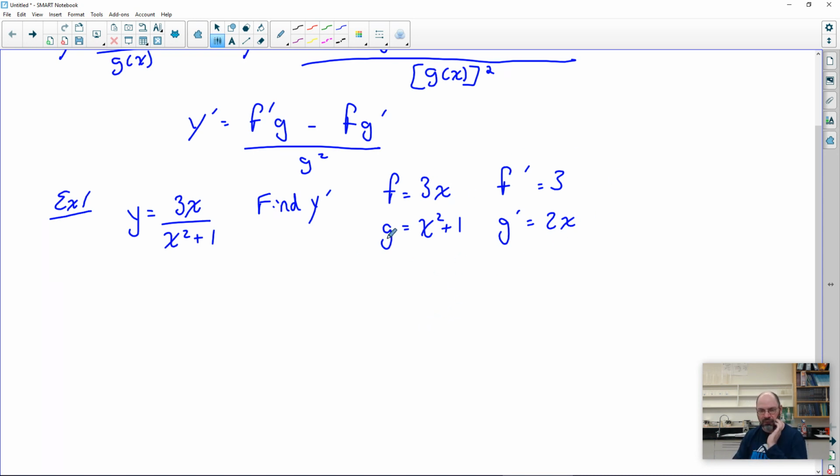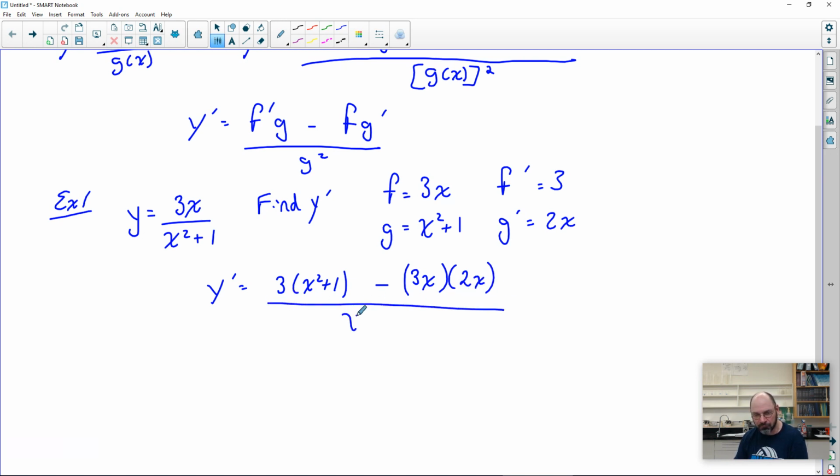So there's our setup. So now we apply the rule. Just going to use this rule up here. So y prime is equal to f prime, which is 3, g, which is x squared plus 1. Okay, and then we're going to subtract f, which was 3x, times g prime, which was 2x. So you can see that that's going to be easy to simplify on the top. And we're going to have the g squared on the bottom. And we're not going to expand that part. We're just going to simplify the top and leave this as an x squared plus 1 squared thing.